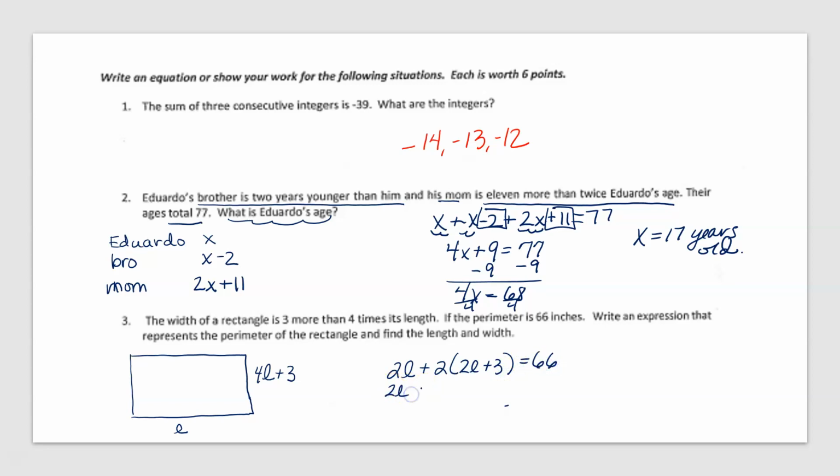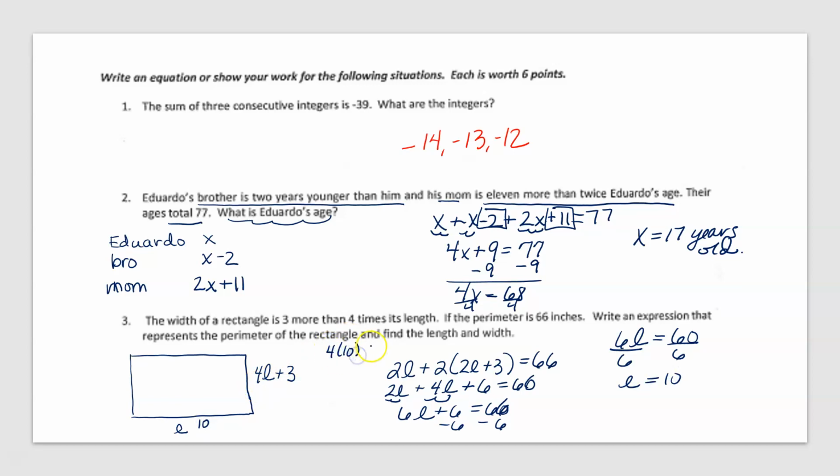So we have 2L plus 2 times 2L, which is 4L, plus 6 equals 66. If we combine these, we have 6L plus 6 equals 66. Sorry, it's 66. Then I'm going to subtract that 6. So now I have 6L equals 60. I'm going to divide by 6. And L is 10. So the length is 10. If you take 4 times 10, which is 40 plus 3, it's 43. So your dimensions are 10 by 43.